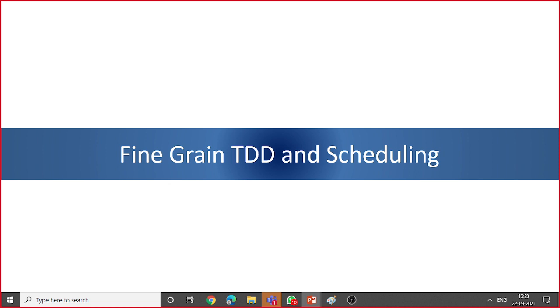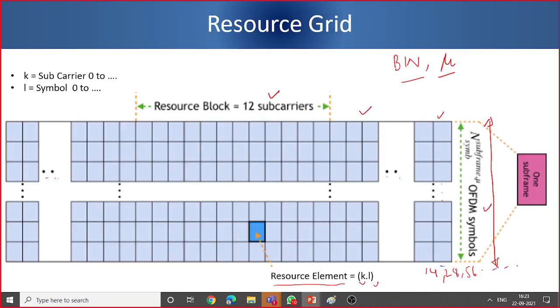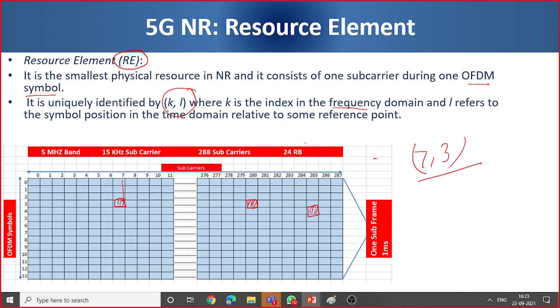Ashwin, can you go back to the previous slide? This one? You kindly extend L, I didn't get L. So basically K and L, K is your subcarrier and this is the symbol. So suppose this is the box. So the subcarrier is here, so it is the 7th subcarrier and it is the third symbol. Is this okay, sir? Okay.